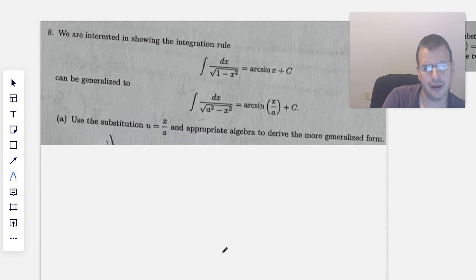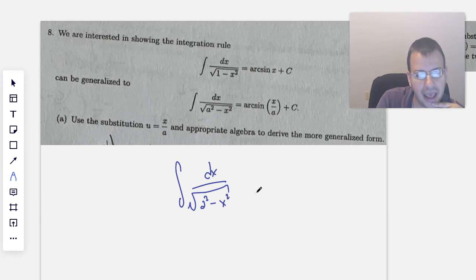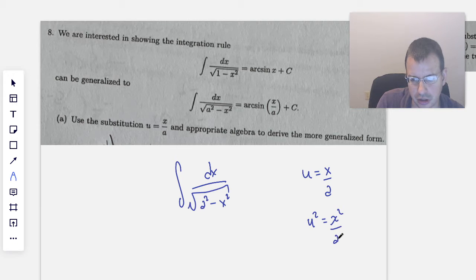derive the generalized form. Okay, so for this, I'm going to start off with dx over the square root of a squared minus x squared, and we're going to use u equals x over a. So one of the things we want here is x squared. So to get that, we'll square both sides of u. So u squared equals x squared over a squared. Seems reasonable. And we also want dx, so we're going to take the derivative of both of these.